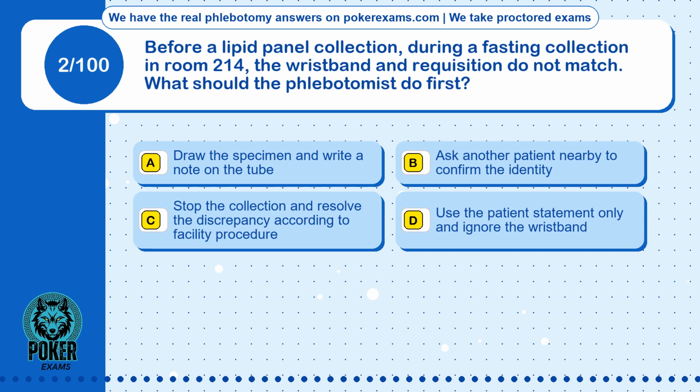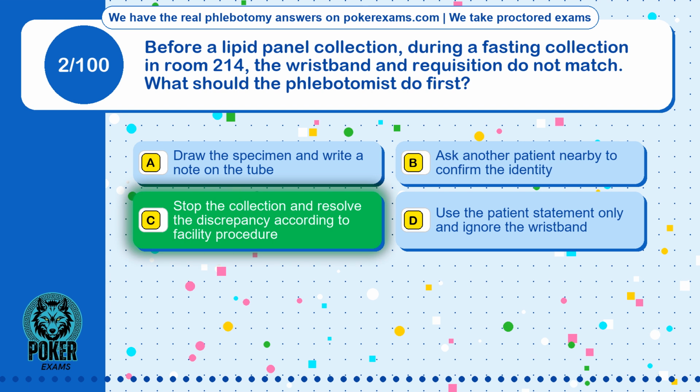Question 2. Before a lipid panel collection, during a fasting collection in room 214, the wristband and requisition do not match. What should the phlebotomist do first? Option A. Draw the specimen and write a note on the tube. Option B. Ask another patient nearby to confirm the identity. Option C. Stop the collection and resolve the discrepancy according to facility procedure. Option D. Use the patient statement only and ignore the wristband.